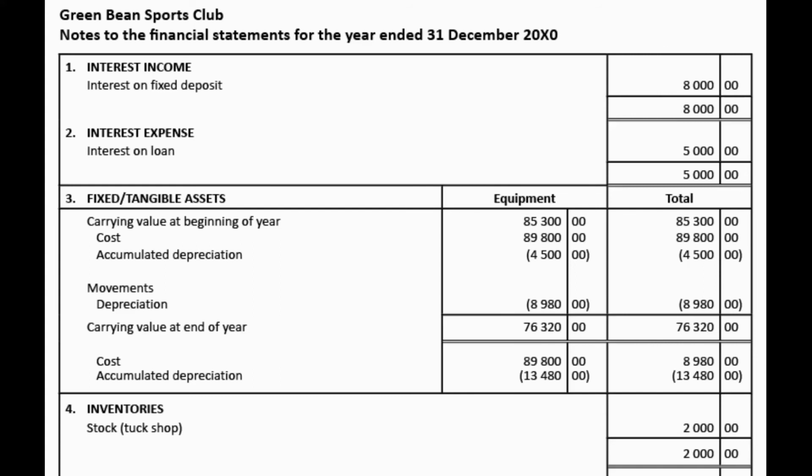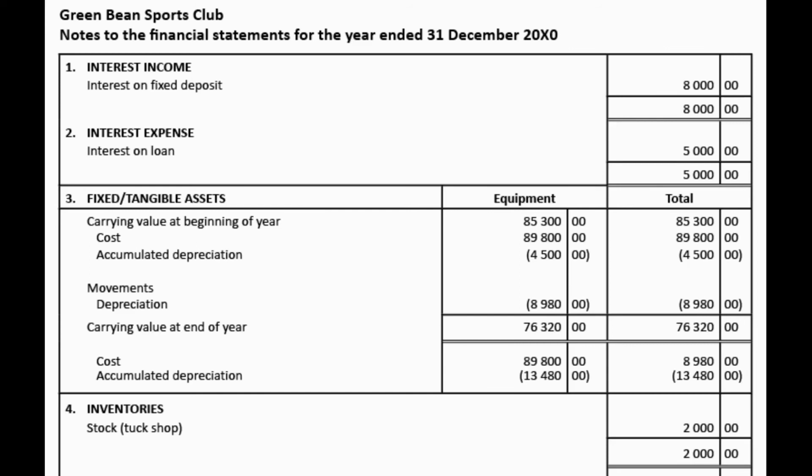So the cost price less that accumulated depreciation gives you the carrying value at the beginning of the year of 85,300. Then we write off the current year's depreciation, which we calculated as 8,980. We must deduct that, and then we get the carrying value at the end of the year. So 85,300 less the 8,980 gives you the carrying value of 76,320.